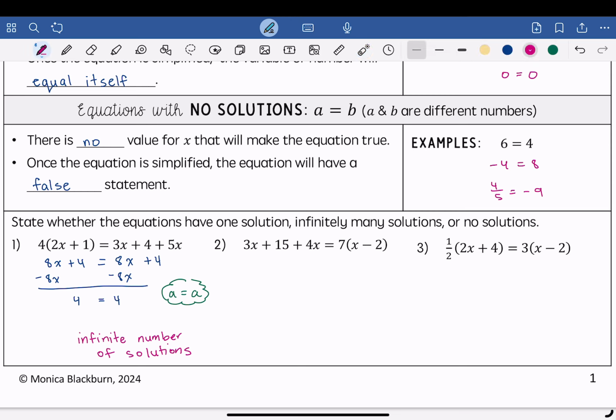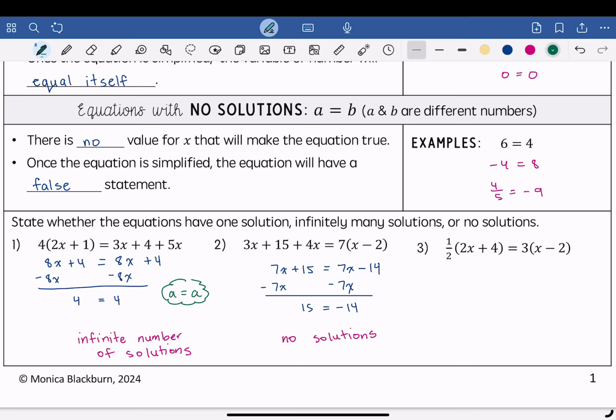I'm going to first group my 3x and the 4x, which is 7x plus 15 is equal to 7x minus 14. So now I'm going to subtract, or try to combine my x's, but you can probably already tell the x's will be removed, and we're just going to have the constants. So it's 15 is equal to -14. This is a false statement. It is not true that 15 is the same as -14. Therefore, this has no solution, or this equation has no solutions.